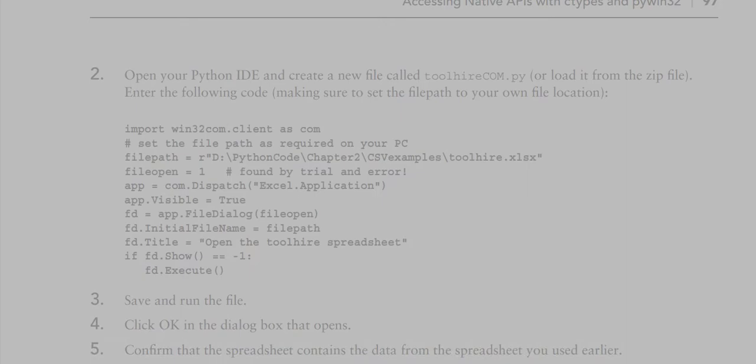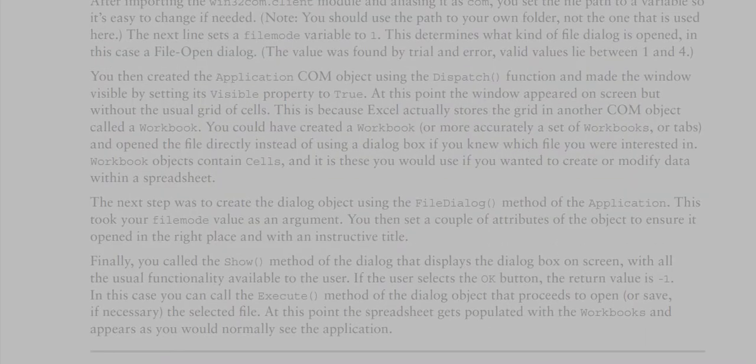How It Works. After importing the win32com.client module and aliasing it as com, you set the file path to a variable so it's easy to change if needed. Note, you should use the path to your own folder, not the one that is used here. The next line sets a file mode variable to 1. This determines what kind of file dialog is opened, in this case a file open dialog. The value was found by trial and error; valid values lie between 1 and 4.